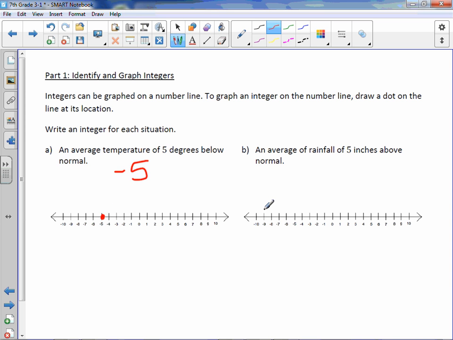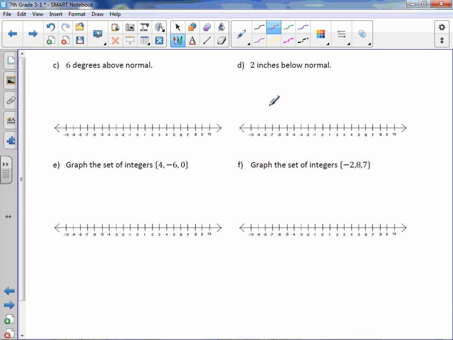That's it. Letter B. An average rainfall of 5 inches above normal. If it's above normal, it would be a +5. Find +5 and graph it on the number line. 6 degrees above normal would be +6. Find 6 and draw a point. 2 inches below normal would be -2. Find -2 and draw a point.